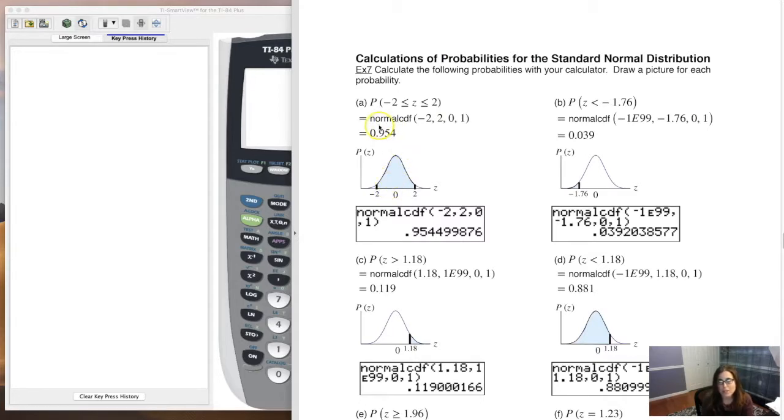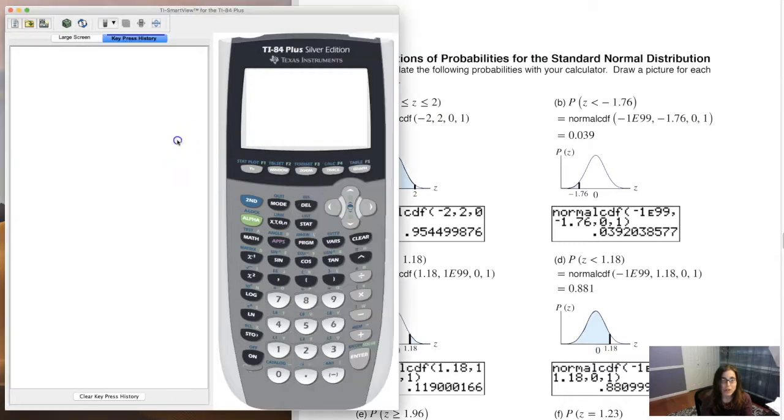So how this works is we need to go find a button or a calculator function called normal CDF. And you find it in the same menu that you found binomial PDF and binomial CDF. So let's go to our calculators and hit second and vars. If you'll remember, binomial PDF and CDF were options A or B, depending on if you had the TI-83 or TI-84 calculator. The normals, you can see they pop up right away. The normal distribution is by far the most popular distribution in stats, so it's right at the top.